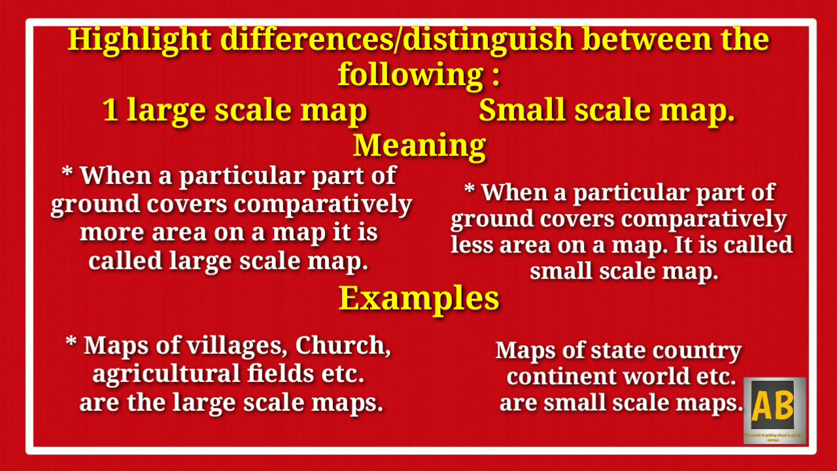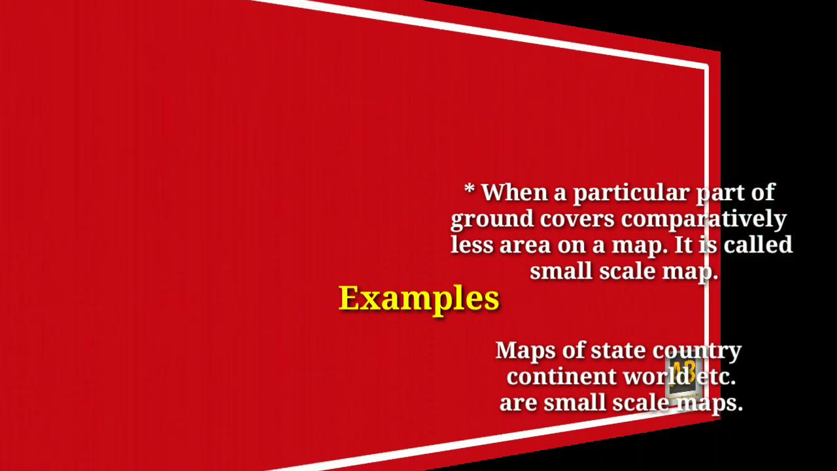Examples. Maps of villages, church, agricultural fields, etc. are the large scale maps. Maps of state, country, continent, world, etc. are the small scale maps.